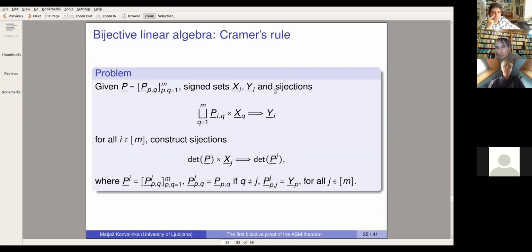So if you have a system of equations, which is exactly what we have now, you're used to thinking about Cramer's rule as saying, if the determinant is non-zero, then you can compute x_q. I don't want to say anything about the determinant, but it can be 0. It can be, not necessarily the empty signed set, but a signed set with size 0. But you still have, it's easy to see, a sijection between a signed set times a signed set and another signed set. So this is Cramer's rule, but this is the signed set version of that.